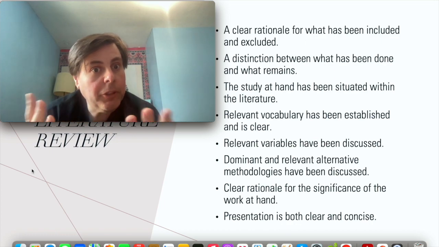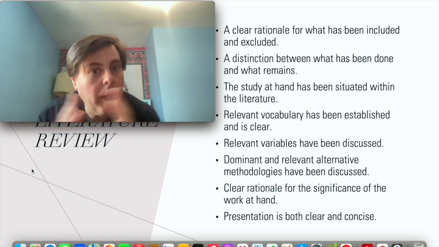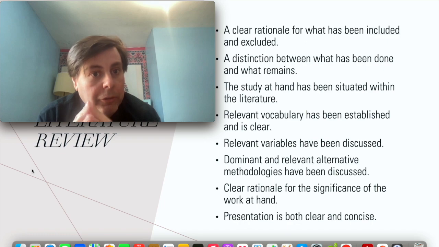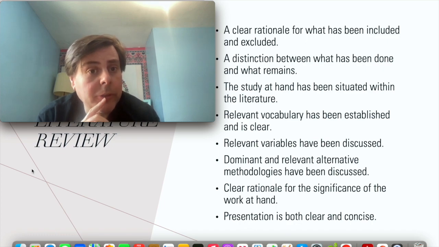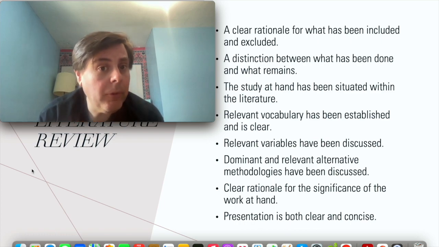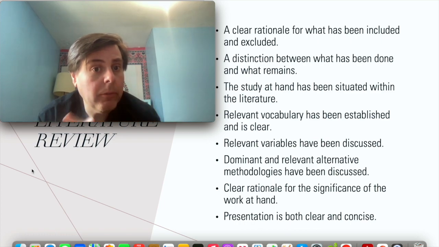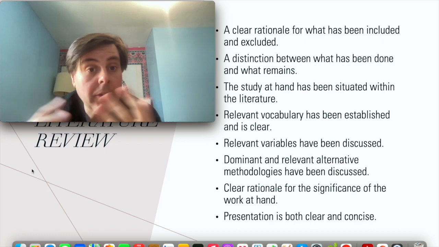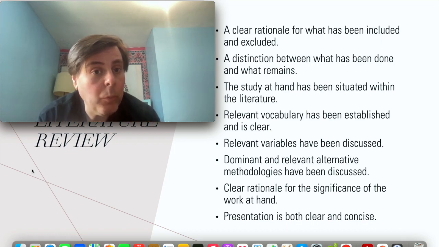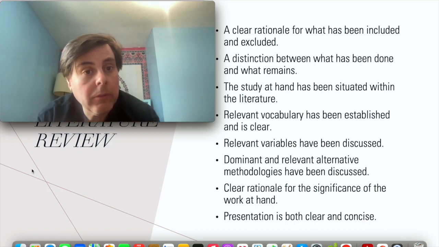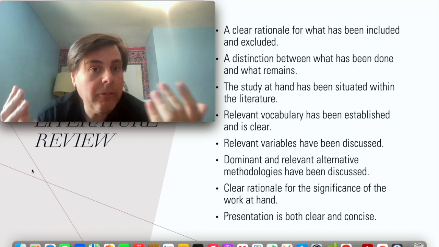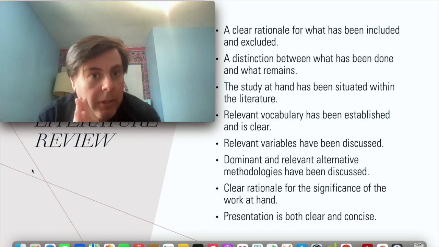There should be a discussion of the dominant as well as relevant alternative methodologies in our literature review. There should be a clear rationale for the work that we're going to conduct, right? So there should be some significance presented in the literature review. Why is this work significant? Why are we doing it? Okay. And then finally, our presentation should be both clear and concise as much as possible.